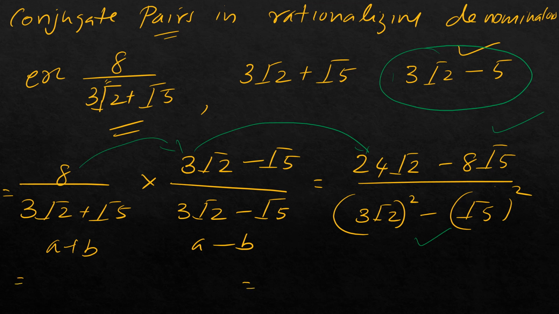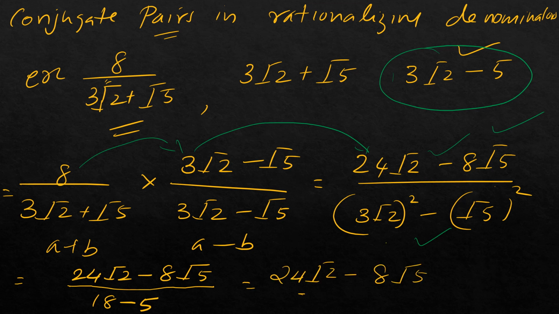Understood? In that case, 3 square is 9, root 2 square is 2. So it will become 18. So we will do the operation accordingly. This one is as it is. Below that we will write 18 minus root 5 square is 5. And we can write 18 minus 5 is 13. We reach this stage.